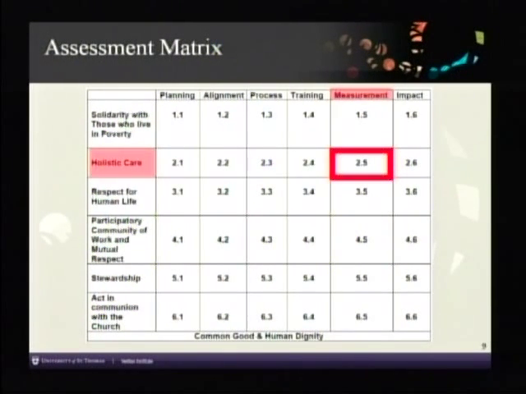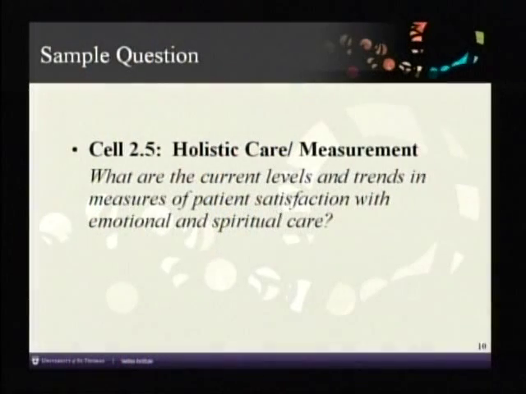Now, what I want to do with you at this stage is just share a couple of example questions from the matrix, to give you a more concrete sense of the kinds of queries that you find within the assessment. The first question we're going to look at is taken from cell 2.5. This is the intersection of the principle of holistic care with that stage in the maturity framework.